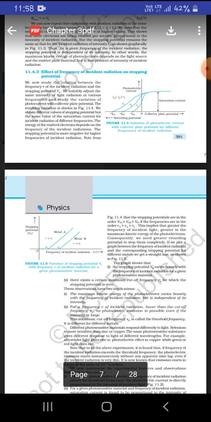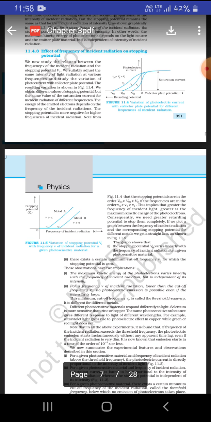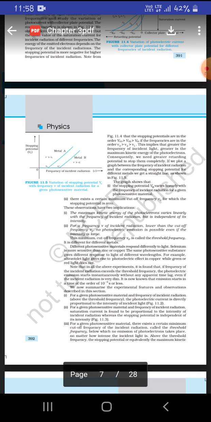Consequently, we need a greater retarding potential to stop them completely. To stop them, we need greater potential. The graph shows that the stopping potential V0 varies linearly with the frequency, and there exists a certain cutoff frequency.